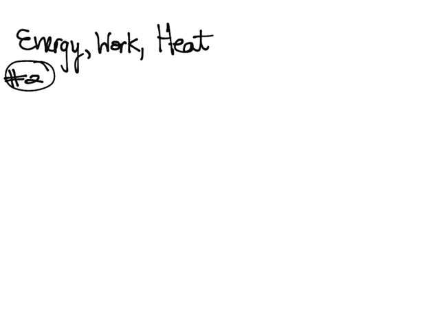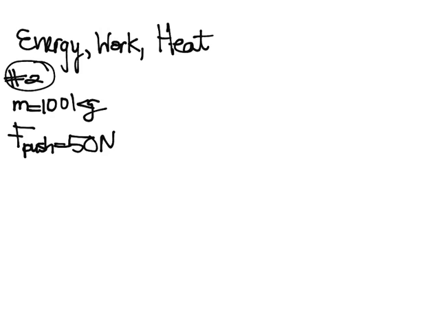So number 2 says, Maggie is pushing her egg baby in a stroller. Okay, we know that that has a mass of 100 kilograms. And we know Maggie is pushing with a force of 50 newtons. Okay, so Maggie's arms make an angle of 45 degrees with the ground as she pushes the baby. So we know our angle is 45, and she pushes the baby a distance, that's our delta x, of 100 meters.